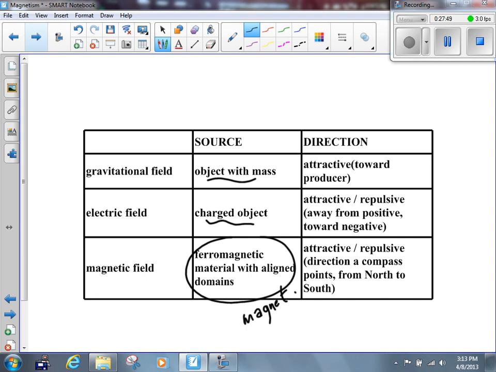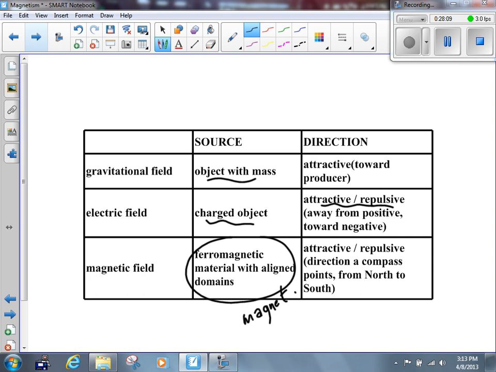Now, the direction of a gravitational field is always attractive. We don't know about any kind of repulsive gravity force, right? Masses always attract mass. It's toward the producer, toward whatever causes it. Whereas an electric field can be attractive or repulsive depending upon what kind of charges you have. The field is the way that a positive moves when placed in the field. It's away from the positive, it's toward the negative.